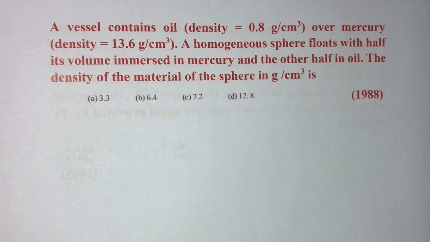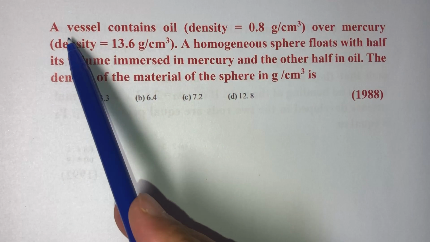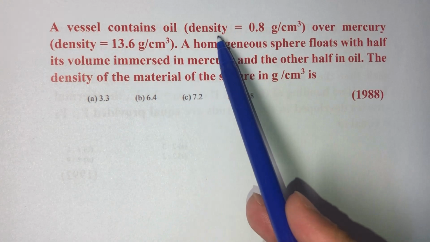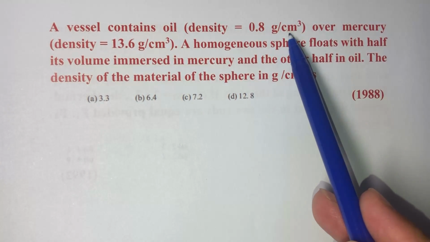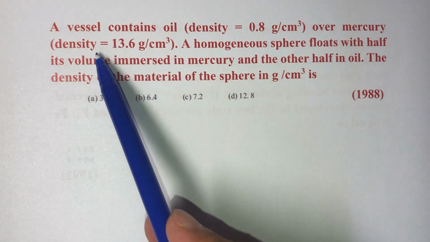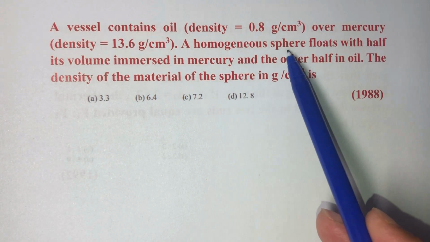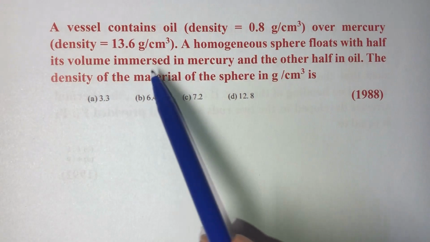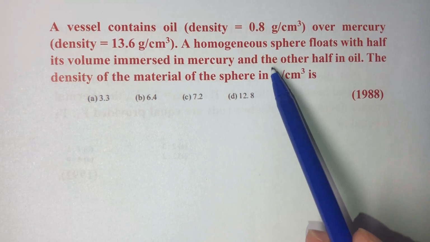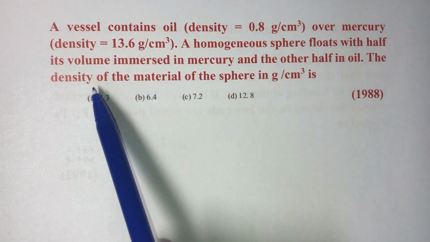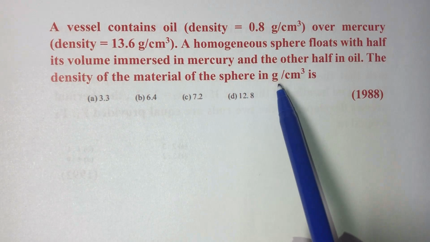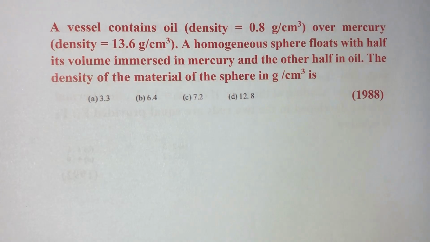Hello friends, today's question. A vessel contains oil having density of 0.8 gram per centimeter cube over mercury of density 13.6 gram per centimeter cube. A homogeneous sphere floats with half of its volume immersed in mercury and the other half in the oil. The density of the material of the sphere in gram per centimeter cube is.